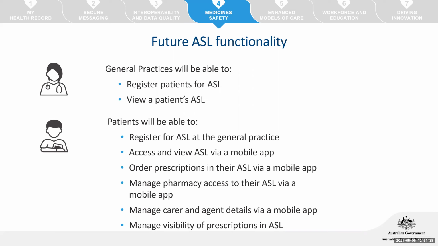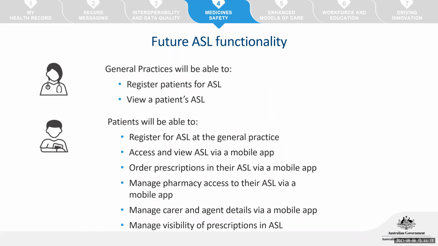We are also working on additional functionalities for future releases. So in the first release, it will only be pharmacies that are able to register patients and view the active script list for individuals. In the subsequent releases, it is planned for general practices to be able to both register patients for and view the individuals' active script list. And in terms of patients, they'll be able to register at their GP or at their pharmacy.